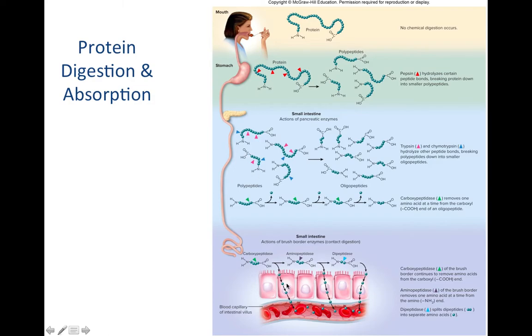When we have digested our protein down far enough where we just have a couple of amino acids stuck together, that's where our brush border enzymes come in. Brush border enzymes, such as aminopeptidase or dipeptidase, are able to cleave off those individual amino acids. Once we have those individual amino acids, they are able to move through the absorptive cells one by one and make their way into the bloodstream. So protein absorption happens with individual amino acids after they have fully gone through the digestive process.